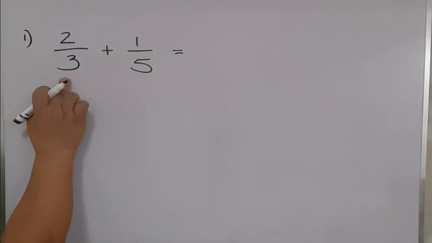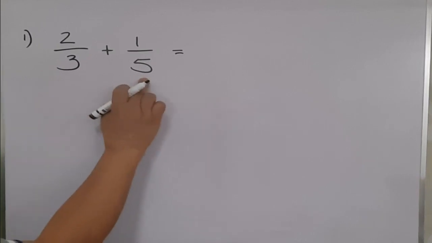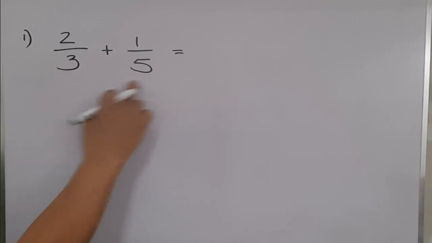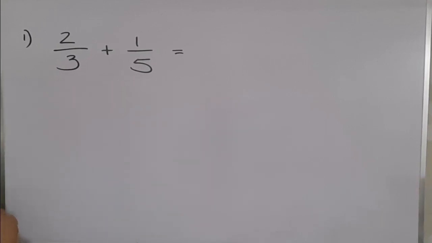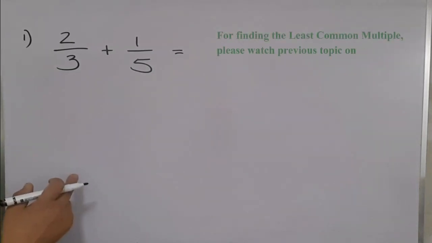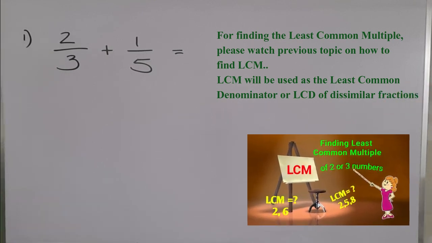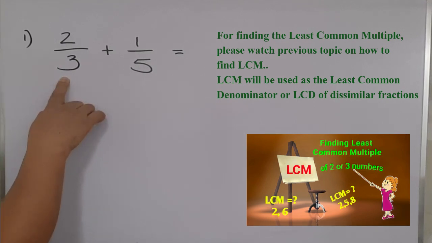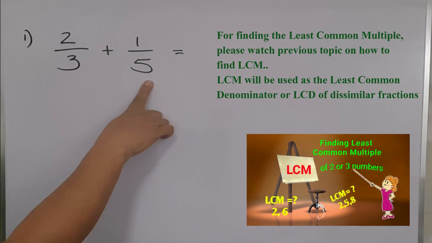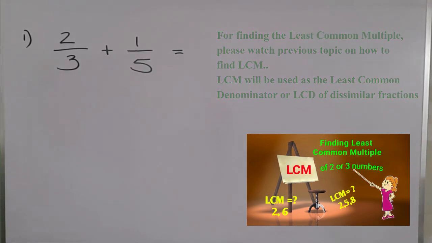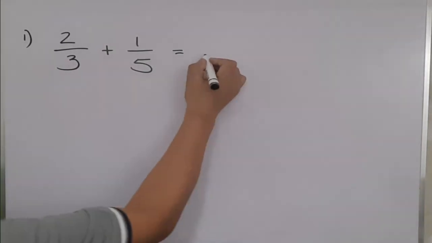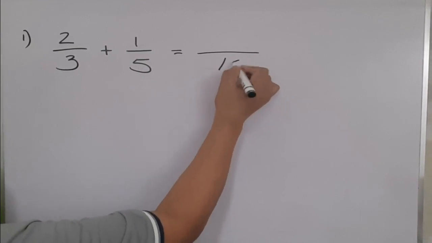Okay? Pero kapag ito ay factorable, kukunin natin ang LCM, least common multiple, para gawin nating denominator. Di ba napag-aralan natin na ang least common multiple ay ginagamit pagkuha ng least common denominator. Pero at this time, hindi naman factorable ito. Kaya we will just multiply. 3 times 5 is equal to 15.